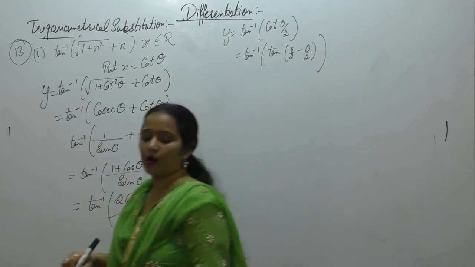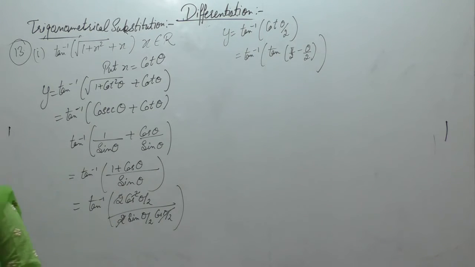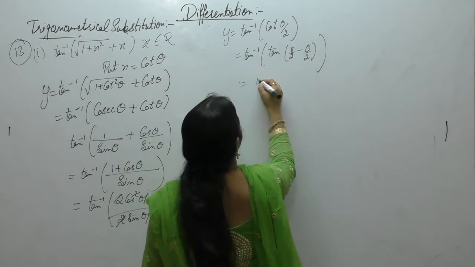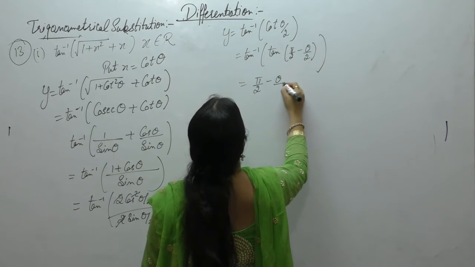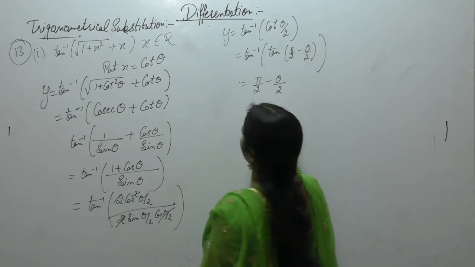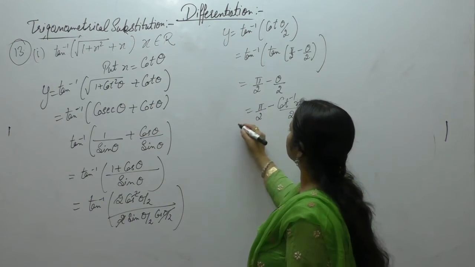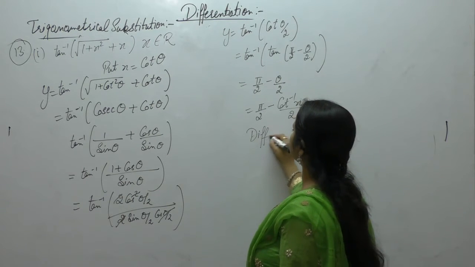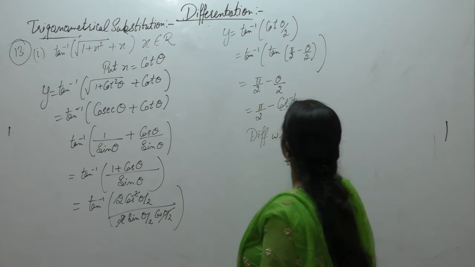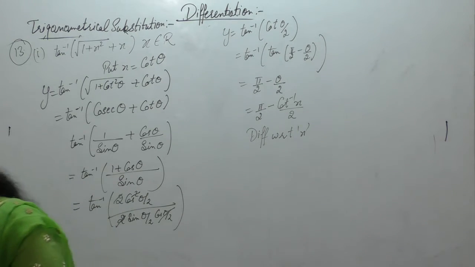Clear? Now x belongs to real numbers, so we get tan inverse tan of pi by 2 minus theta by 2. What is the value of theta? Cot inverse x. Now differentiate with respect to x. So what do we get? Derivative of cot inverse x.